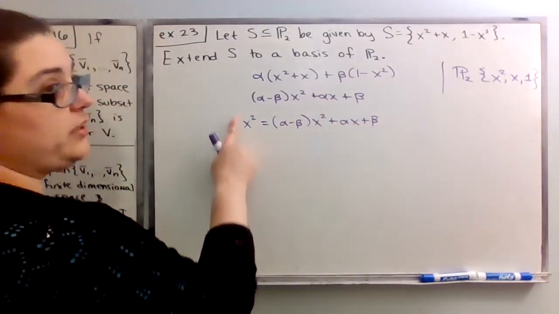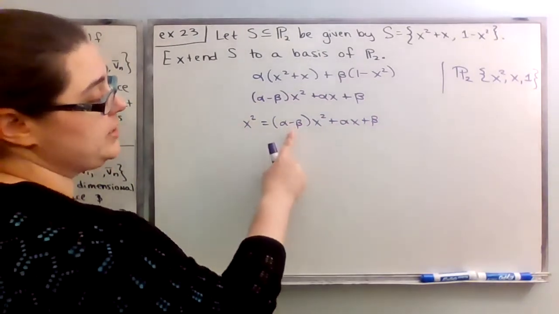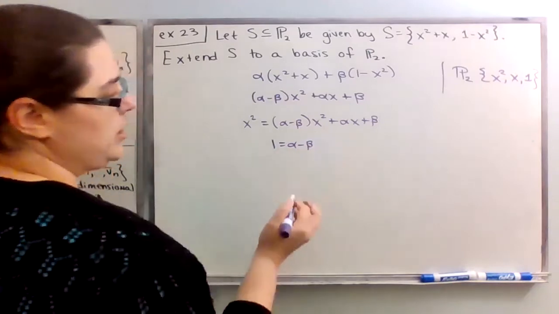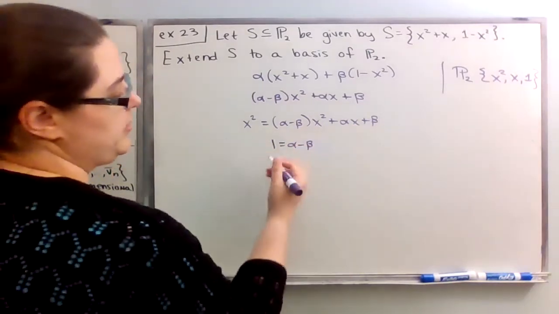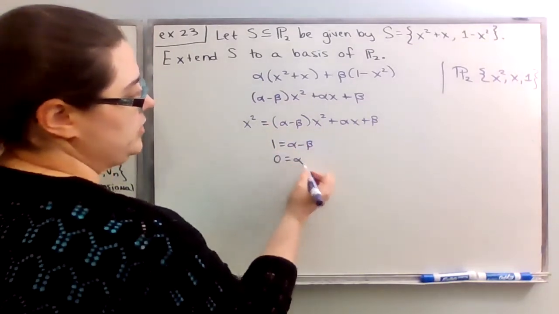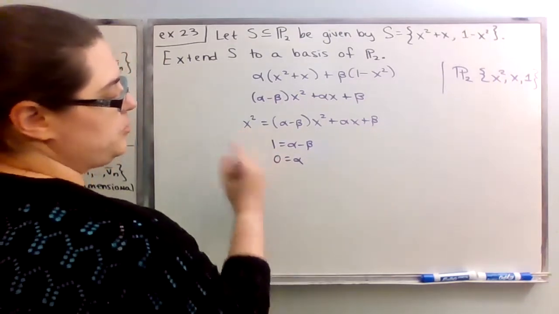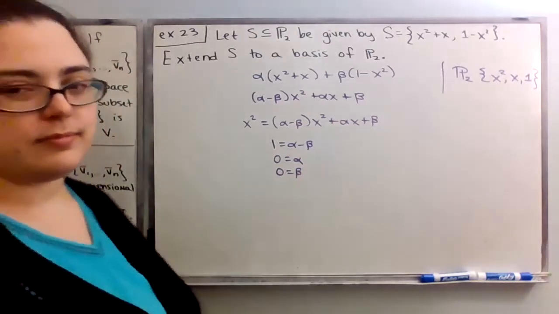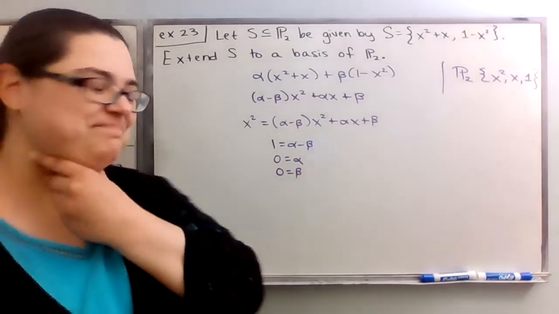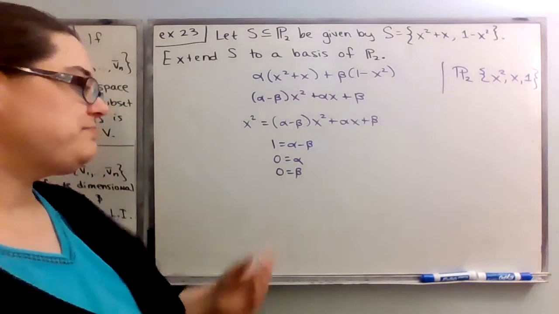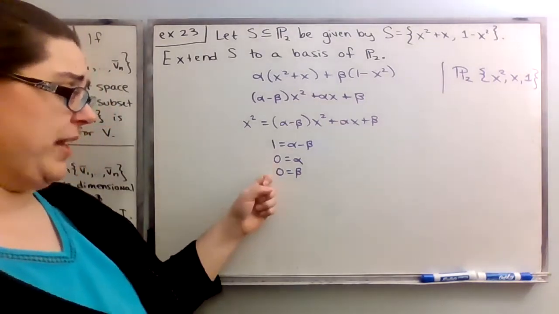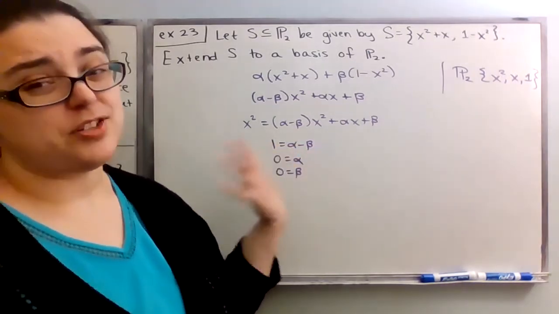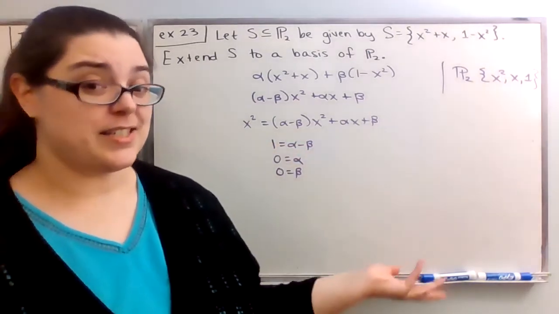Now, because there's a 1 in front of the x squared, I know that 1 has to equal alpha minus beta. Because there's no x term, that means that 0 has to equal alpha. And because there's no constant term over here, 0 has to equal beta. You see a problem with this? If alpha is 0 and beta is 0, there's no way I can take 0 minus 0 and get 1. So we end up with an inconsistent system.